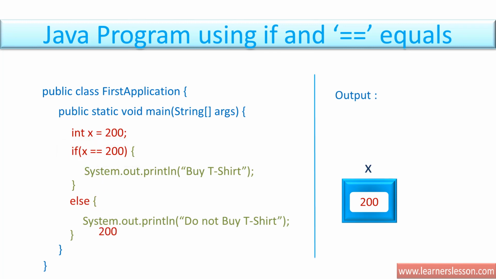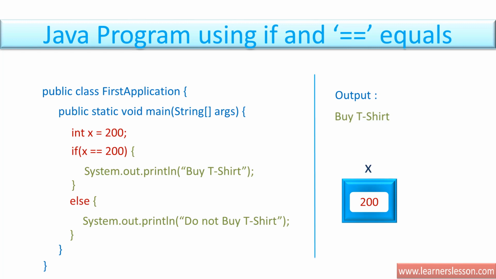There is 200 inside x, and what is in the right hand side, it's also 200. Now this condition matches, and buy t-shirt is printed on the screen. Also, just think practically. If the price of the t-shirt is 200 rupees, your friend is going to buy that. And if it was something other than 200, your friend wouldn't have been buying this particular t-shirt, and do not buy t-shirt would be printed on the screen.